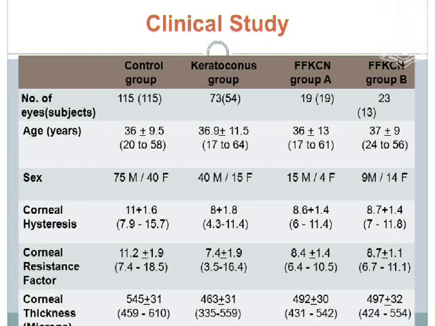The CH and the CRF were lower in all the other groups as compared to the normals, as we expect, but I would like you to draw your attention to the range. As you see here, even a patient with keratoconus which was diagnosed clinically had a value of 11.4, which is also within this range. So this itself tells us that we need to understand a lot more about these waveforms, and only CH and CRF are not important in differentiating.